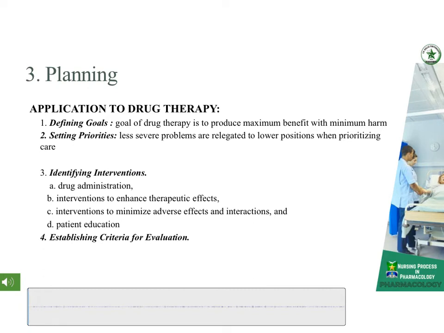The different applications of this phase, the planning phase, in the drug therapy. First, we define goals. In all cases, the goal of drug therapy is to produce maximum benefit with minimum harm. Okay, again, to produce maximum benefit with minimum harm, we want to employ drugs in such a way as to maximize therapeutic responses while preventing or minimizing adverse reactions and interactions. So, the objective of planning is to formulate ways to achieve this goal.